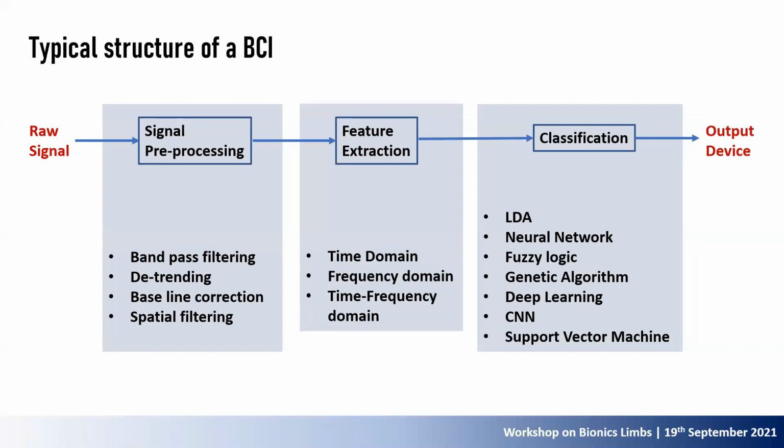And then we can extract different features. We have mainly 3 different types of features based on their domain. We have time domain, which are temporal features, then frequency domain features, and also time-frequency domain features. Basically, we extract these features, and then we send those features to a classification algorithm to map the raw signals to the required output.